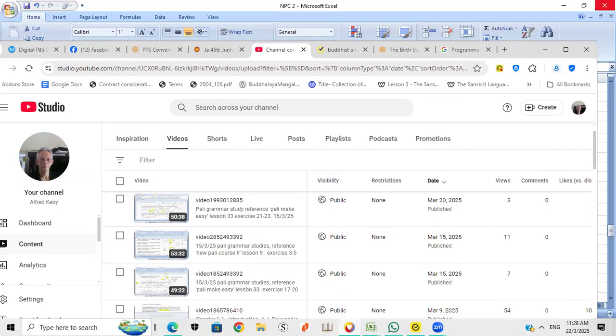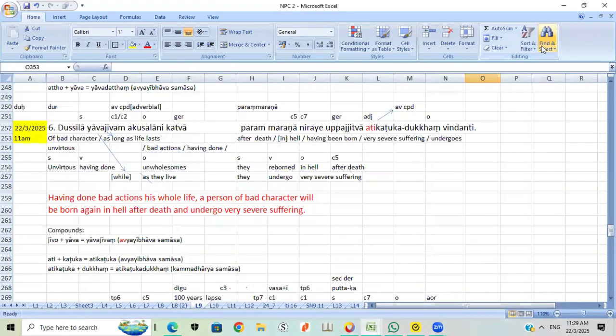The bottom, that means I put Pali Grammar Study reference, Pali Made Easy, exercise 33, then 21 to 23, and then there is a date. But the video I cannot control because it's generated by the system. So what you do is you search under here, search under this, you're able to get it. Other than that, this video I cannot control. I only can put this. So you try to find like that.